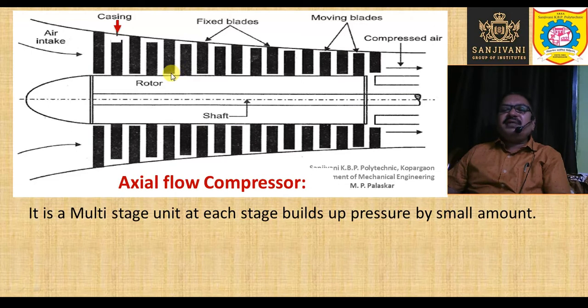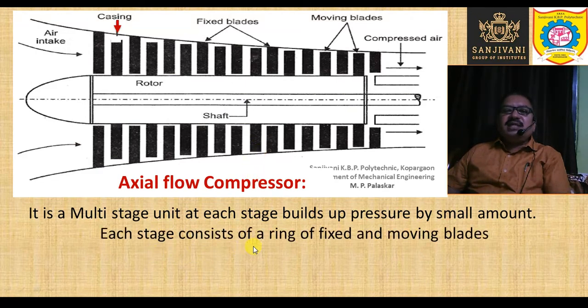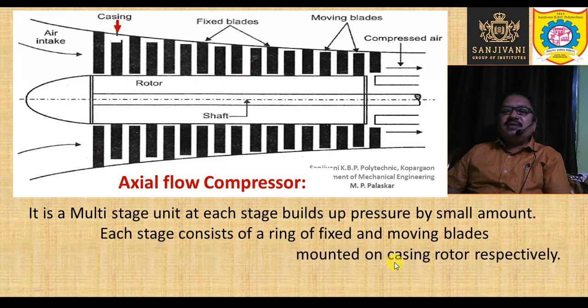So likewise we are having several stages inside the axial flow compressor, and in every stage you will find that there is a very small increase in the pressure, and we are having several stages in the axial flow compressor. So the pressure increases by a very small amount in every stage. So each stage consists of a ring of fixed and moving blades, as we have seen, and they are mounted on the casing and rotor respectively. Fixed blades are mounted on the inner side of the casing, and moving blades are mounted on the rotor.